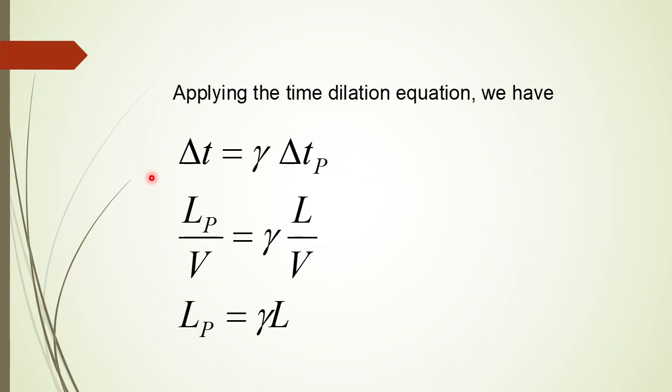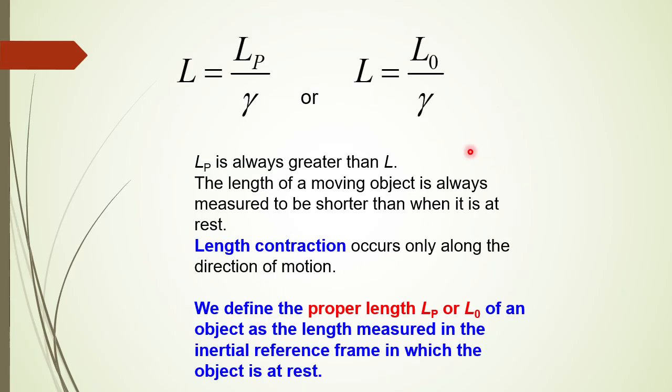Now we can apply the time dilation equation, delta T equals gamma delta T proper. We substitute delta T as LP over V and delta T proper as L over V, the one measured in the train frame of reference. You'll end up finding that LP is equal to gamma L, where gamma is the Lorentz factor, which is 1 or greater. So L equals LP over gamma. LP is always larger than L because gamma is 1 or greater.